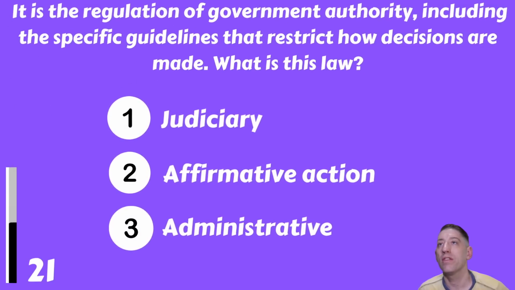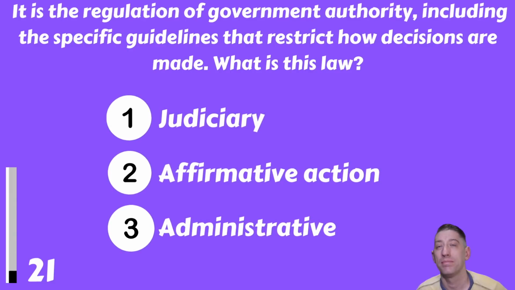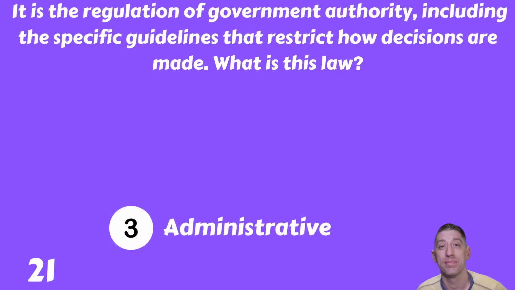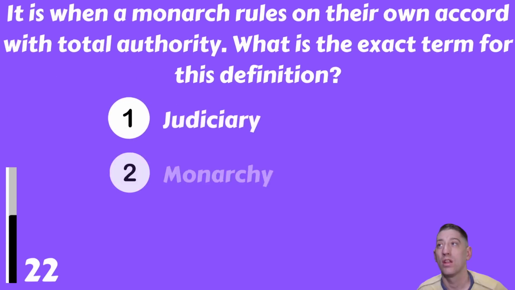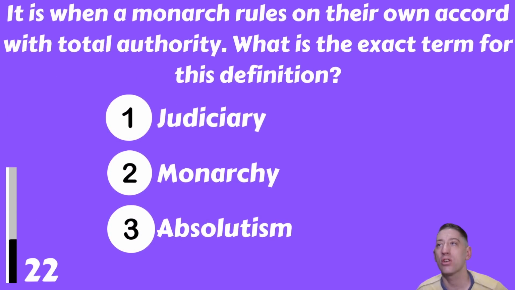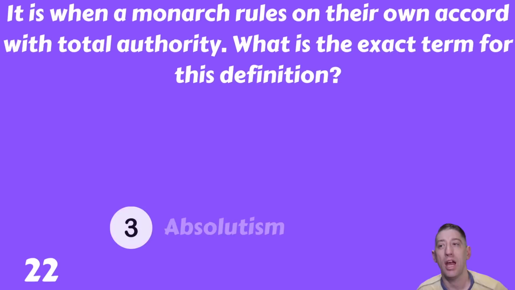It is the regulation of government authority, including the specific guidelines that restrict how decisions are made. What is this law? Judiciary, affirmative action, or administrative? Administrative. It is when a monarch rules on their own accord with total authority. What is the exact term for this definition? Judiciary, monarchy, or absolutism? Absolutism.